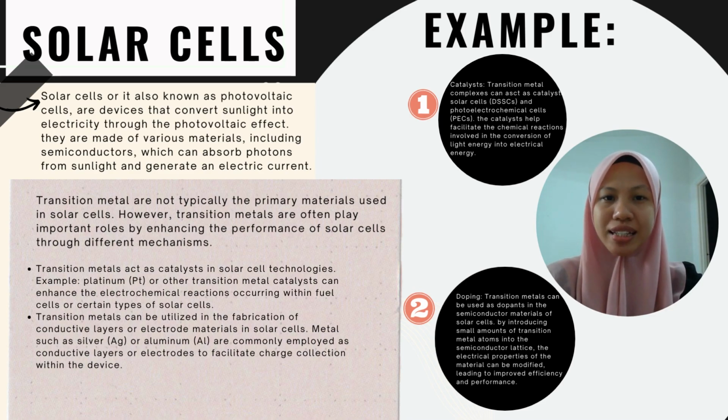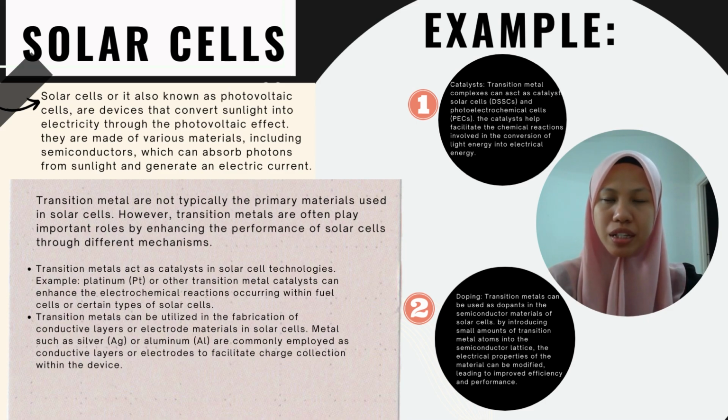First one, catalysts. Transition metal complexes can act as catalysts in solar cells, particularly in dye-sensitized solar cells (DSSCs) and photoelectrochemical cells (PECs). These catalysts help to facilitate the chemical reactions involved in the conversion of light energy into electrical energy.